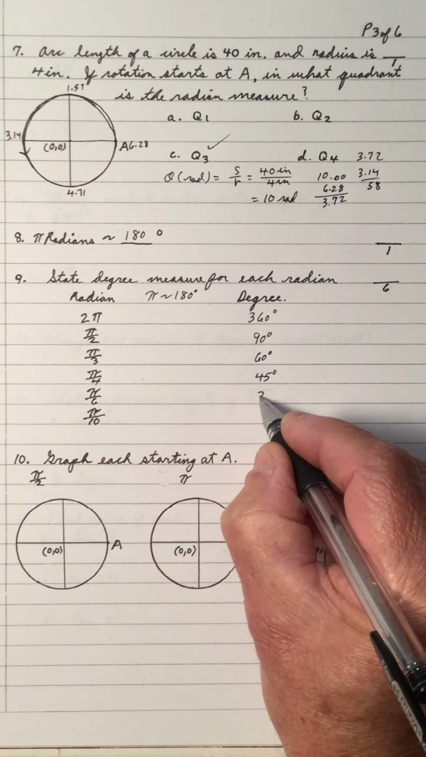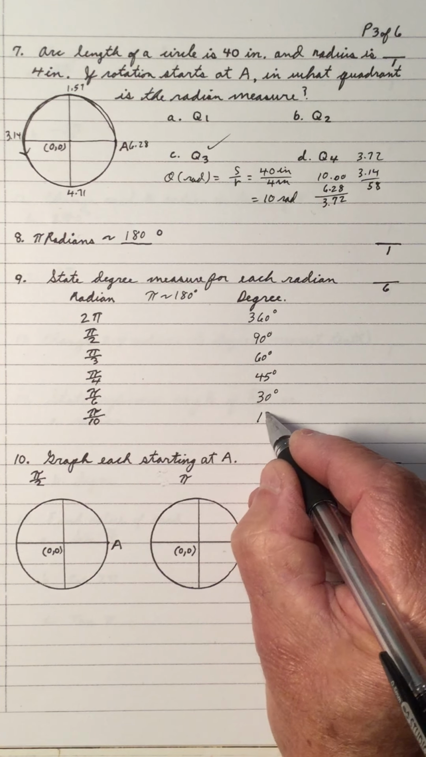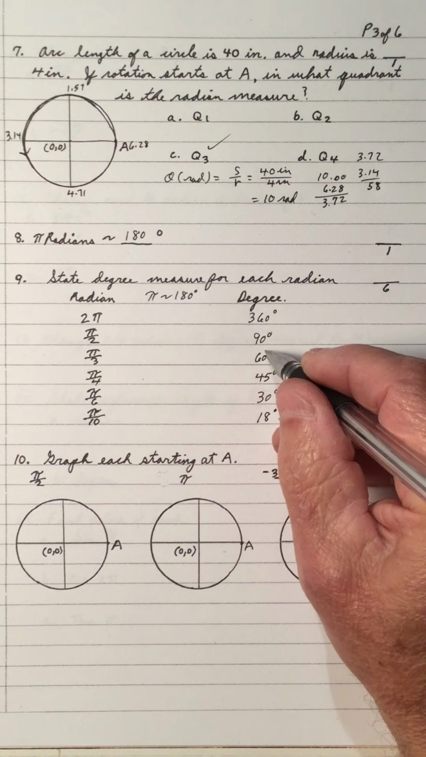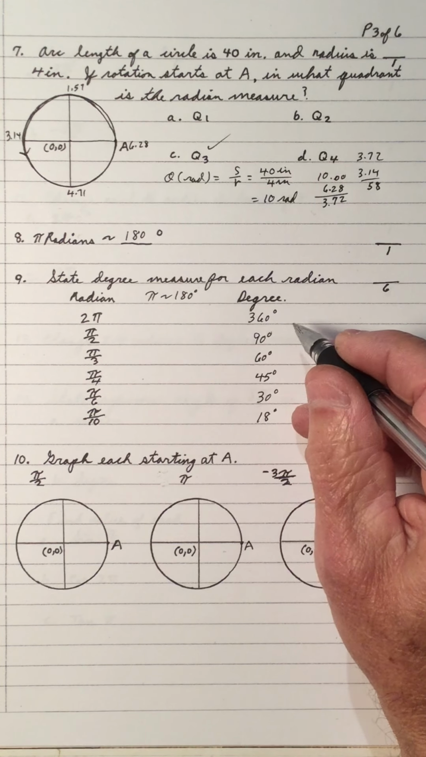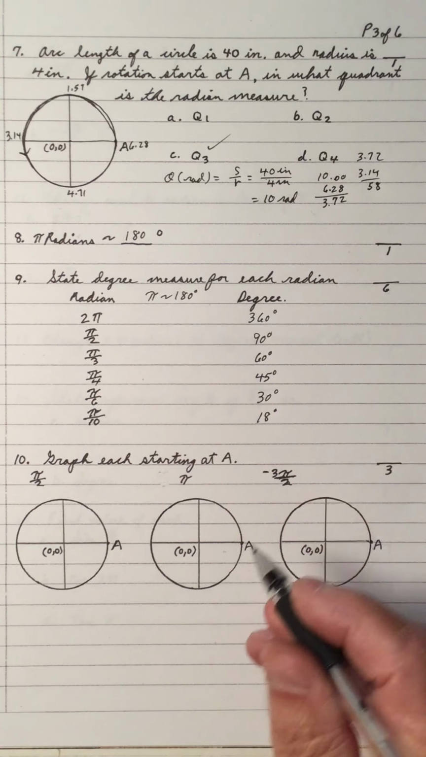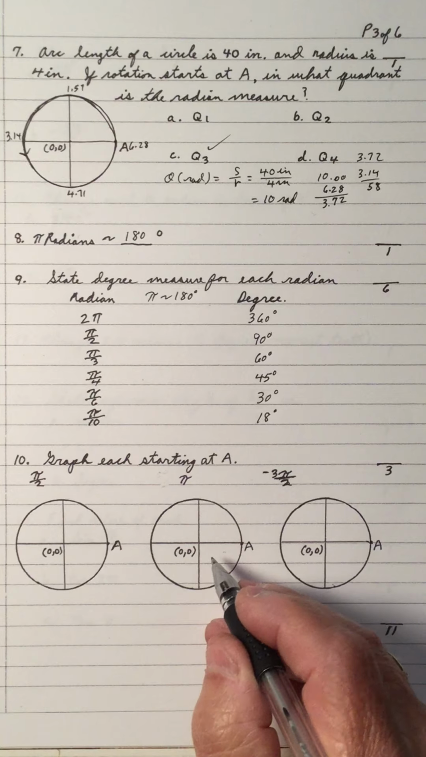180 divided by 6 is 30. And 180 divided by 10 is 18. I just drew the extra one in. All of these right here pertain to the special right triangles. And this is the quadrantal angles. So if you have all 6 of these correct, give yourself a mark each.